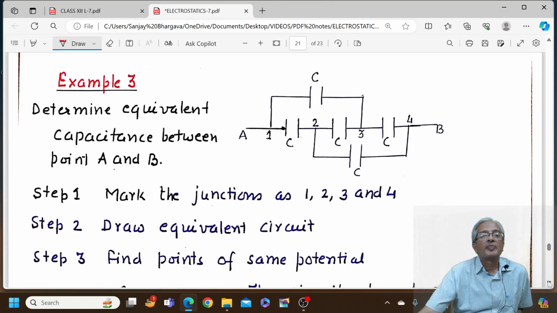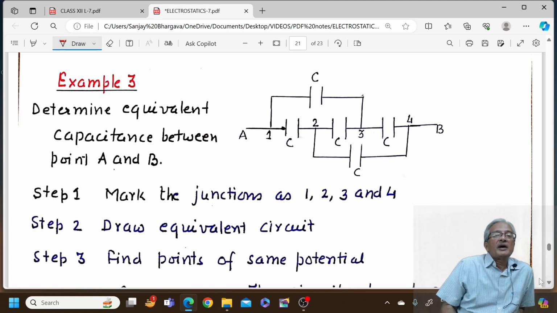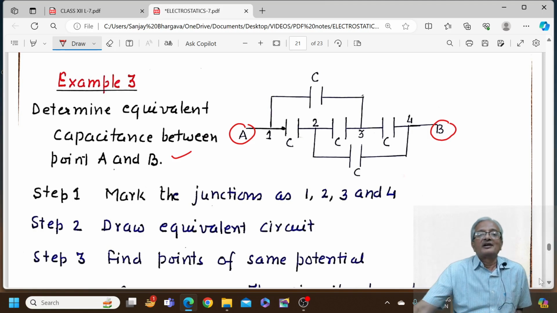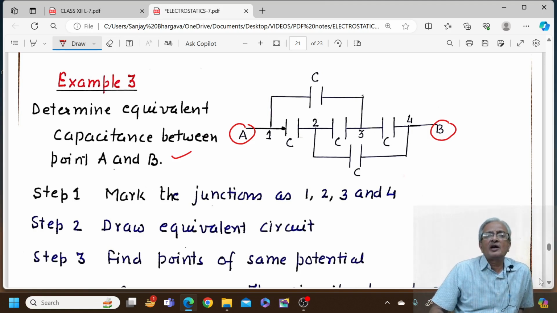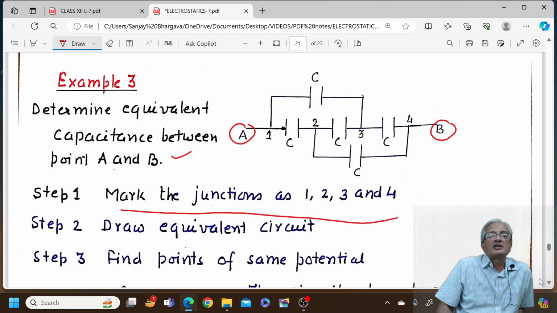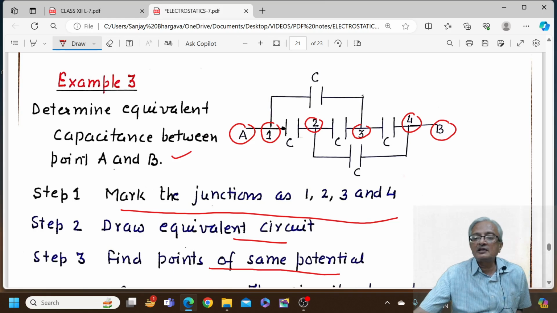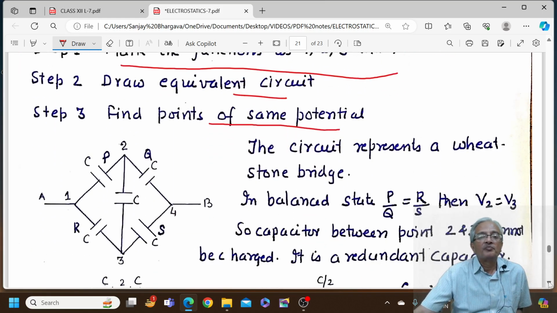Example 3. Determine the equivalent capacitance between the points A and B. These are the 2 points A and B where equivalent capacitance needs to be calculated. Here we are unable to very clearly make out which of the capacitors are in series and parallel. So we adopt something called a junction method. In this, we mark the junctions as 1, 2 and 3, 4. This is the first junction, the second one, the third one and the fourth one. Draw the equivalent circuit and then find the points of same potential. These are the 3 steps that we normally have to follow.